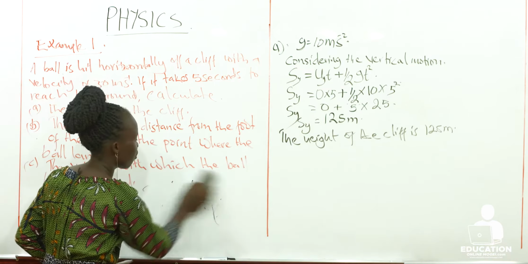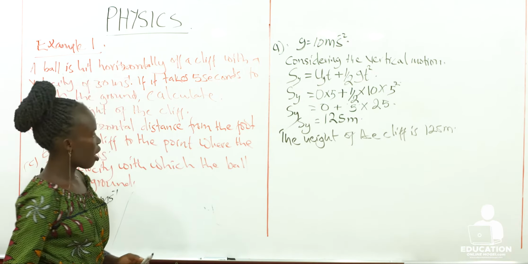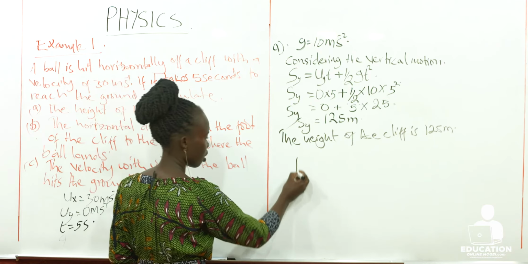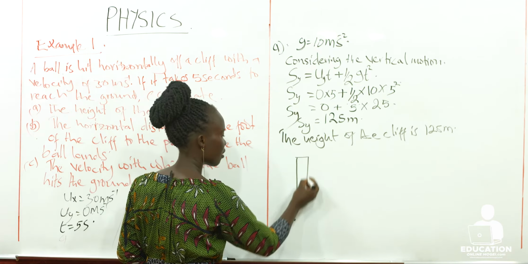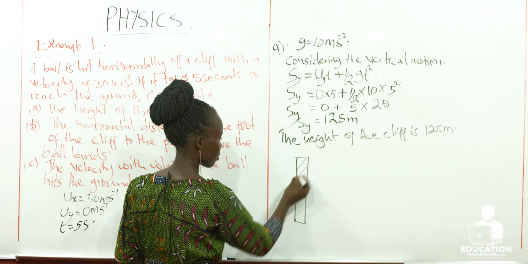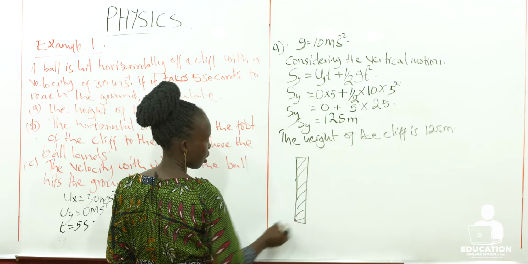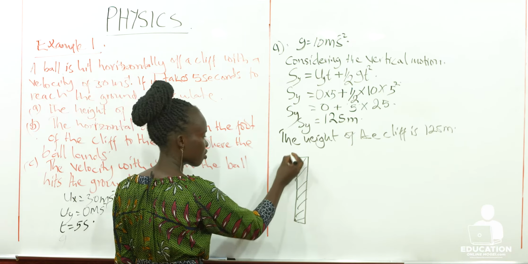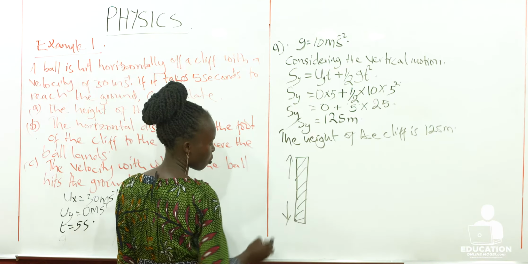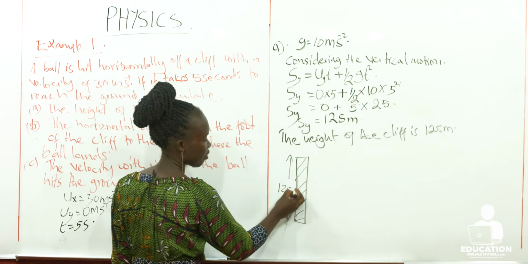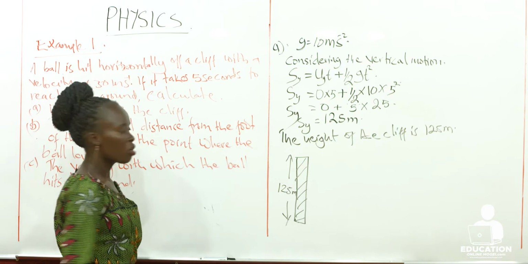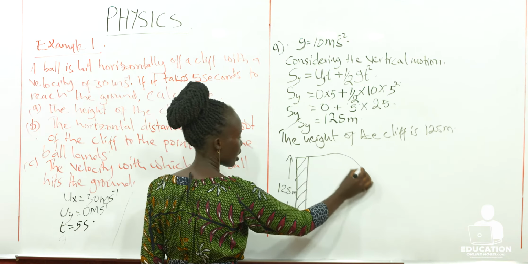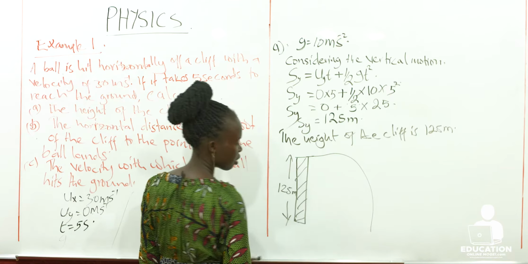Because for you to find this, assuming that this is our cliff, this is our cliff here, and our cliff, when we calculated, we found that this height from the top up to the bottom of the cliff is 125 meters. So the ball was hit from here, went horizontally, and then came to the ground.